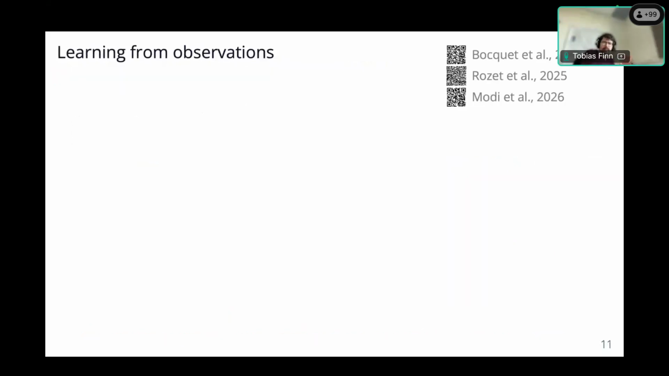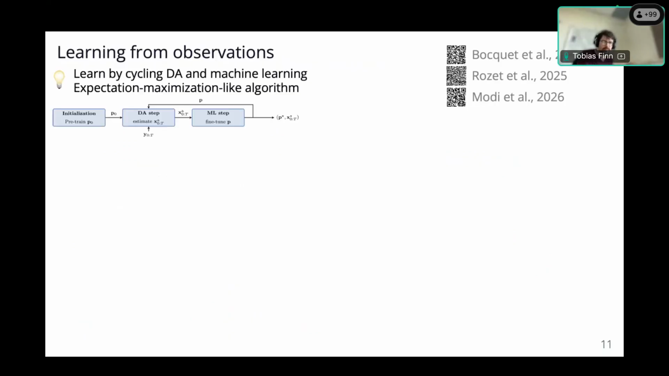And then the last thing we can do is combine data assimilation and generative models to learn from observation. The idea is that we initialize our generative model, and we use this generative model in our data assimilation to produce a reanalysis, and based on this reanalysis, we retrain the model. And with the retrained model, we can once again do a reanalysis and so on. So we can loop many times, and this is then an expectation maximization-like algorithm.